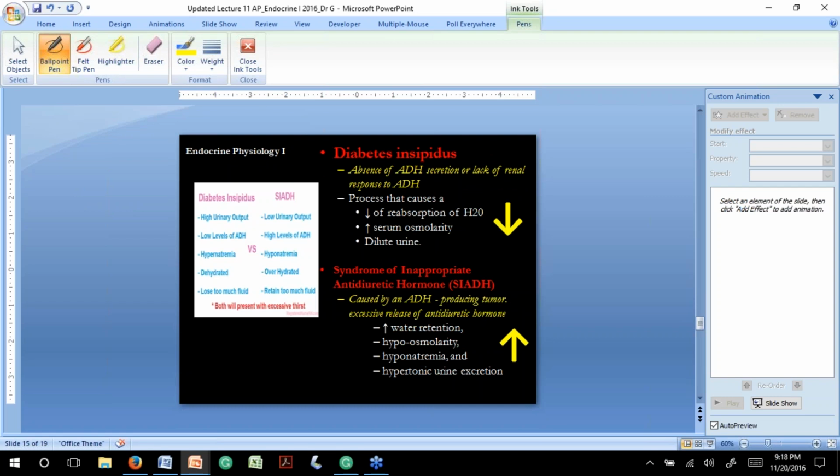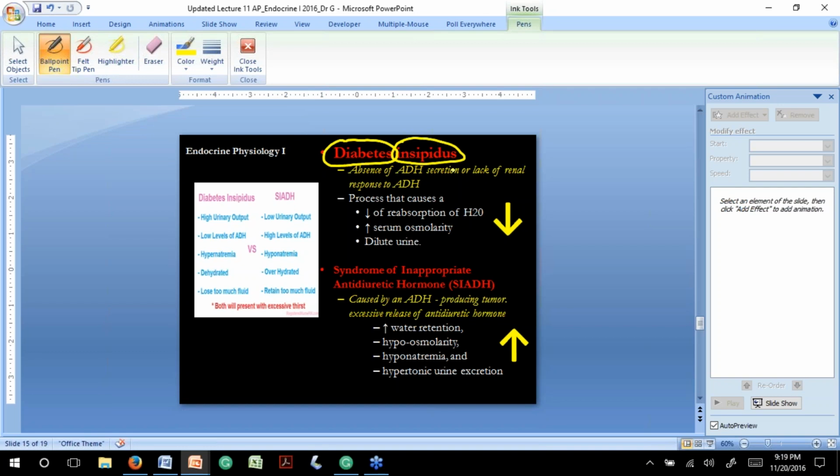All right, so here we have two different situations about the ADH. We have diabetes insipidus, and we have SIADH, which is the syndrome of inappropriate antidiuretic hormone. And just to explain, why is it called diabetes insipidus? Diabetes relates to high levels of glucose, but this is not the case. It's called insipidus because there is no glucose in the urine at all.